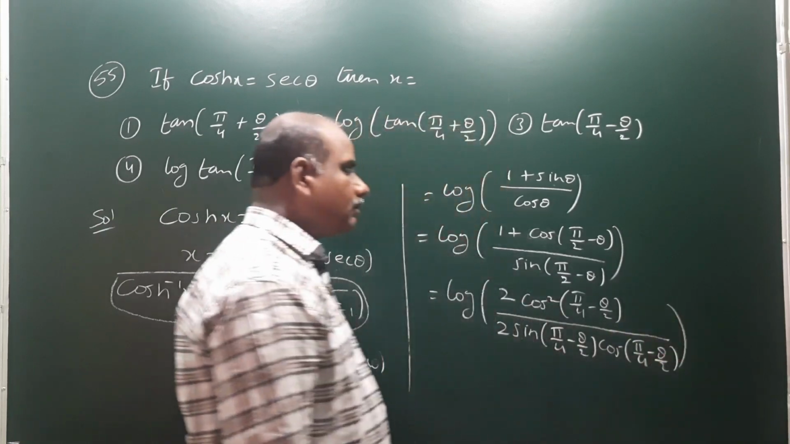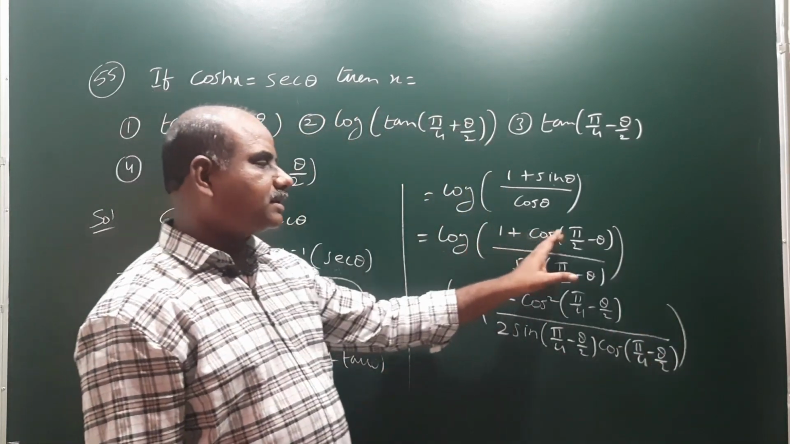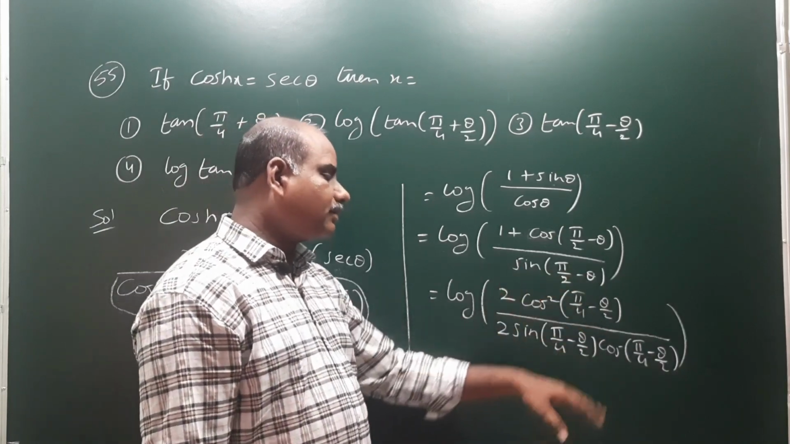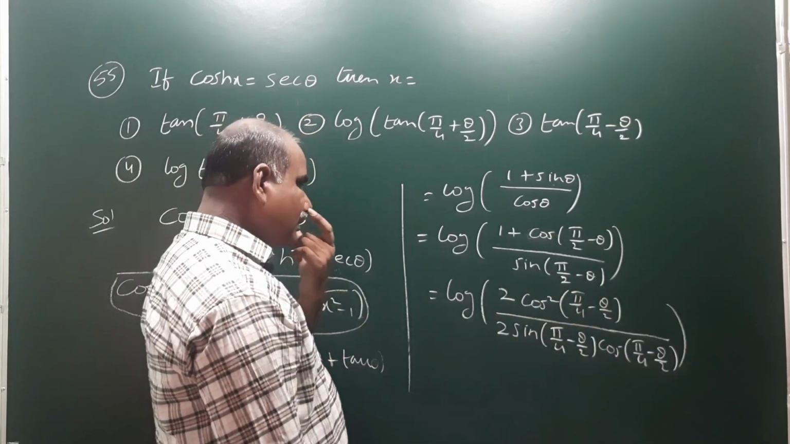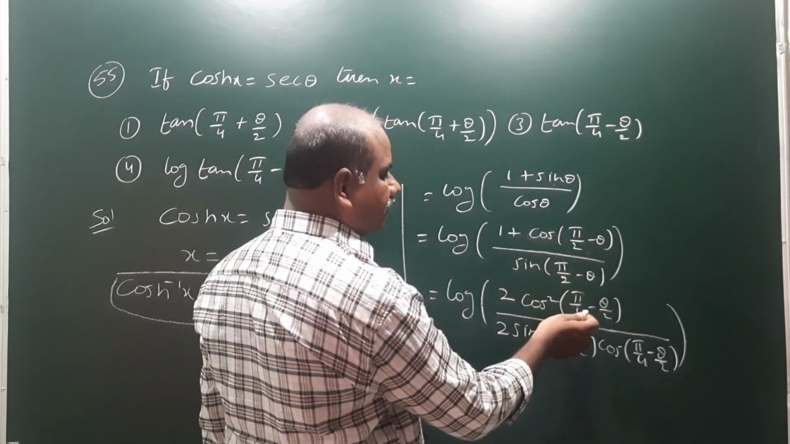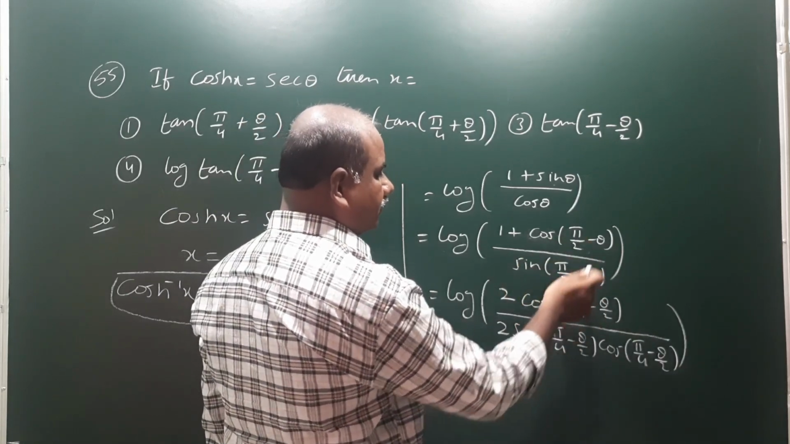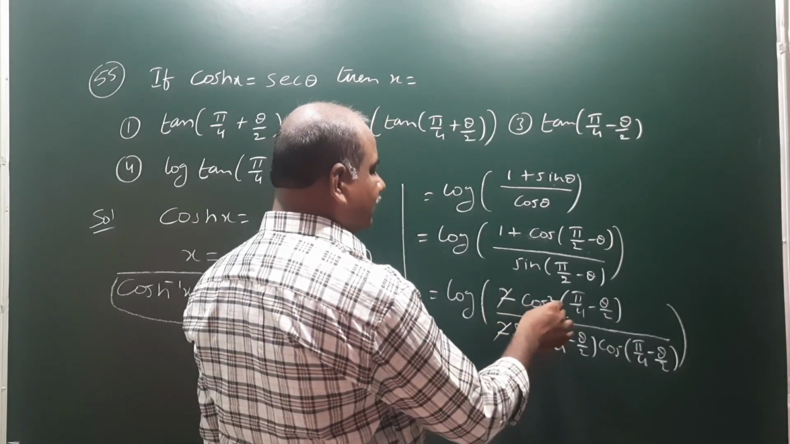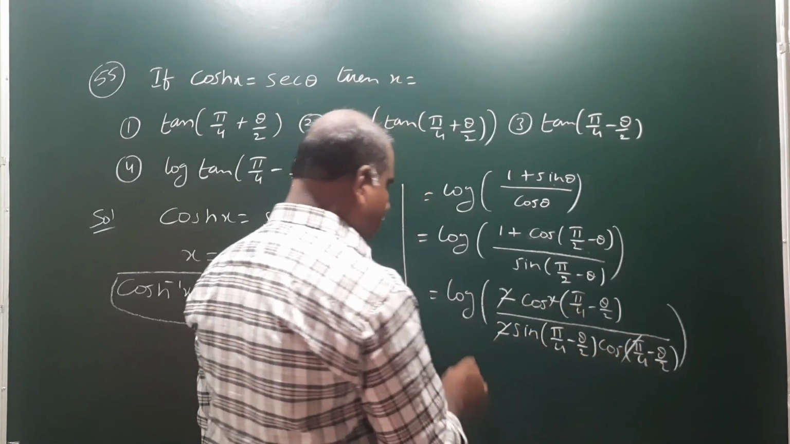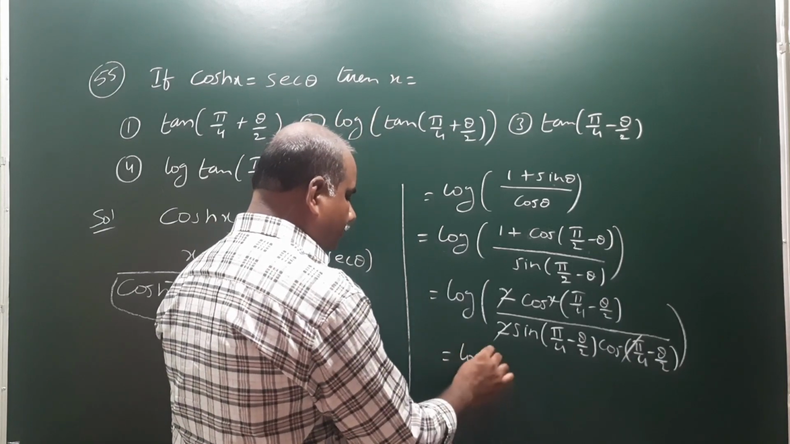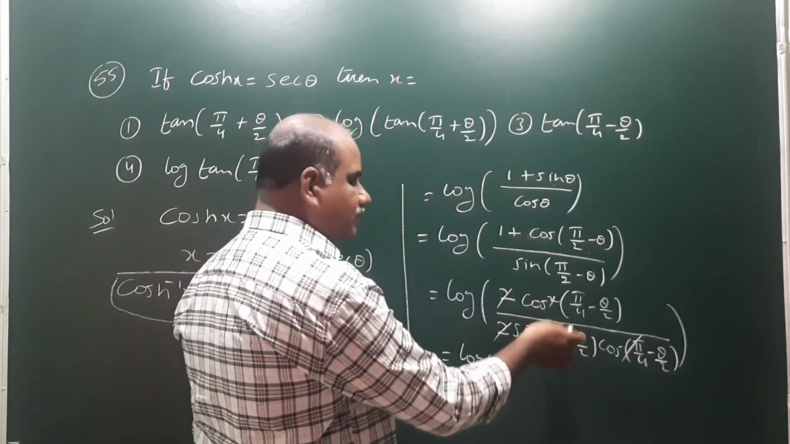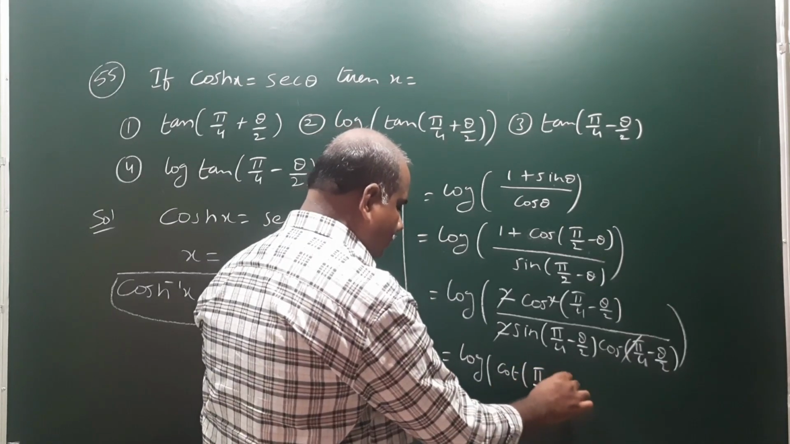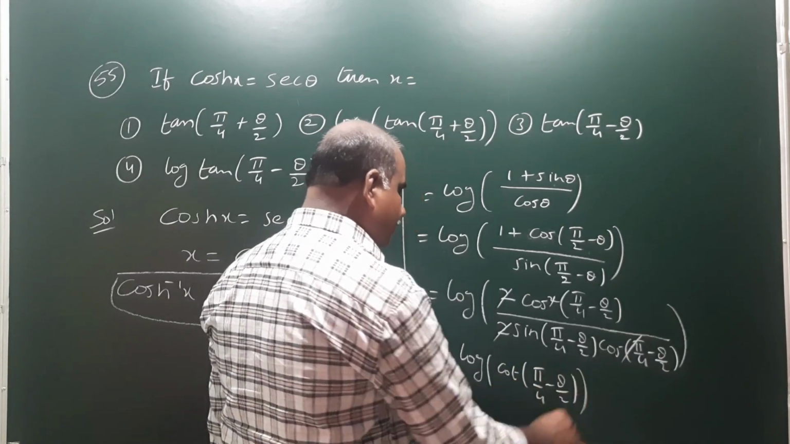Okay. From multiple and submultiple, 1 plus cos theta means 2 cos square theta by 2. Sin theta means 2 sin theta by 2 cos theta by 2. So the angle becomes pi by 4 minus theta by 2. So cancel 2 and cancel 1 cos. Now it becomes log cos by sin, angle is same. So cot of pi by 4 minus theta by 2.